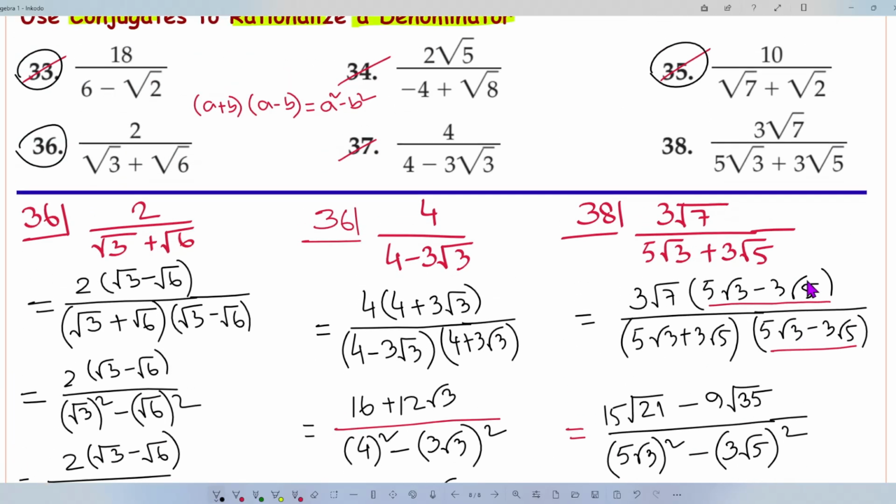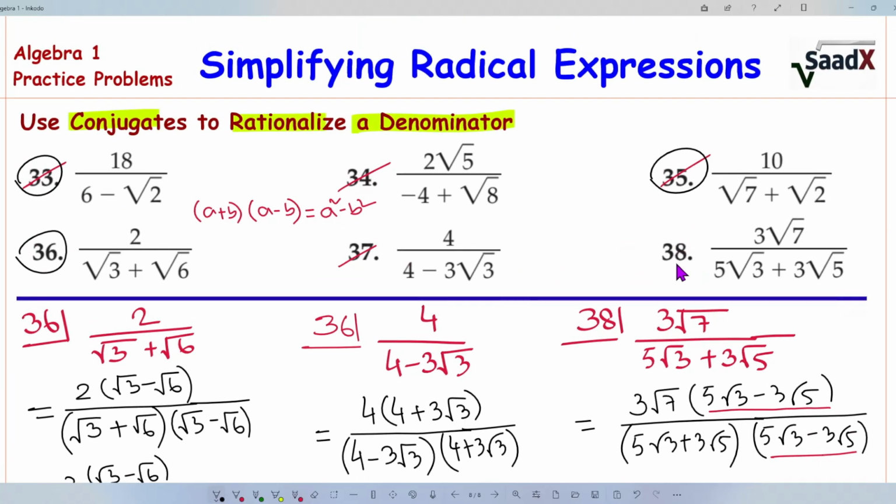So no more today, and successfully we have solved all the math of conjugates to rationalize a denominator. The topic is simplifying a radical expression.